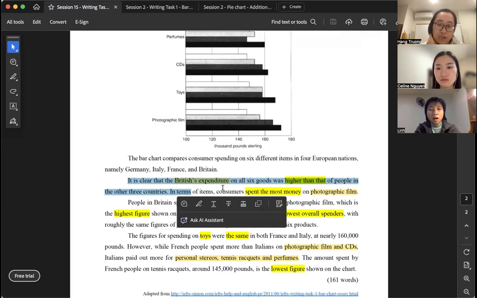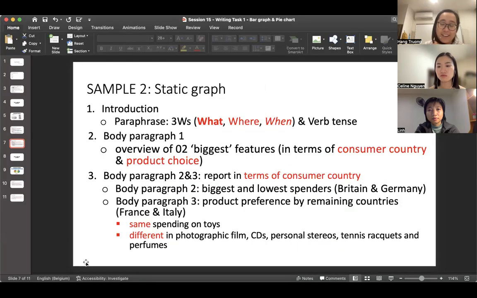Now, what do you think of the bar graphs today? Chị Linh and Nga. Is it more difficult than line graphs?